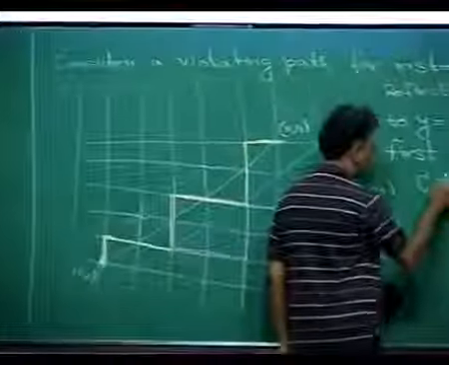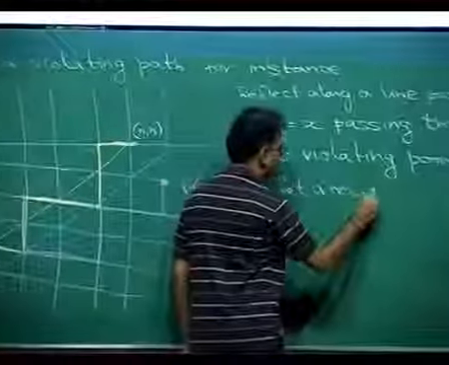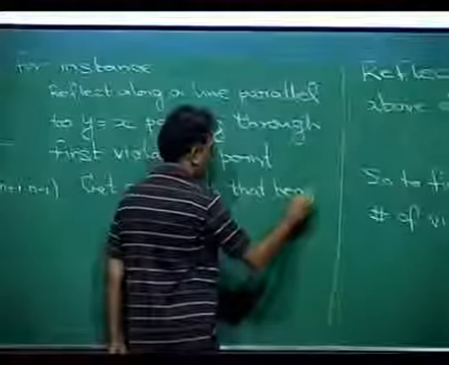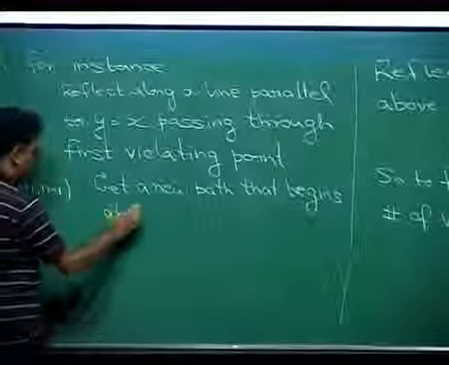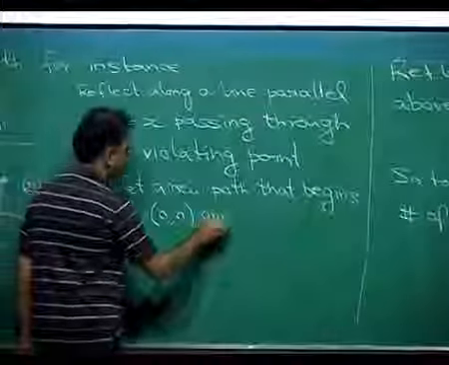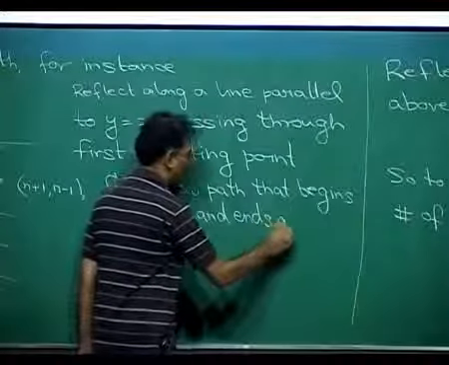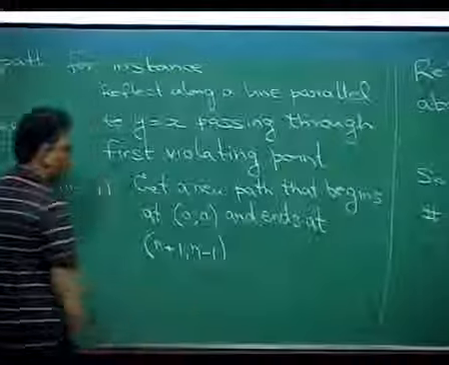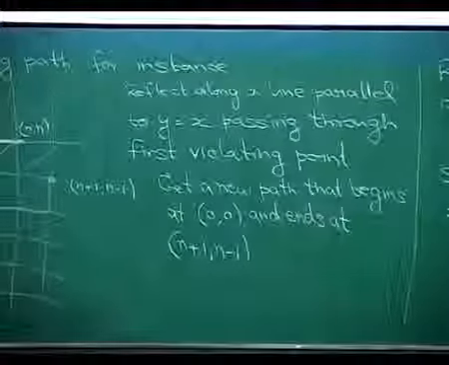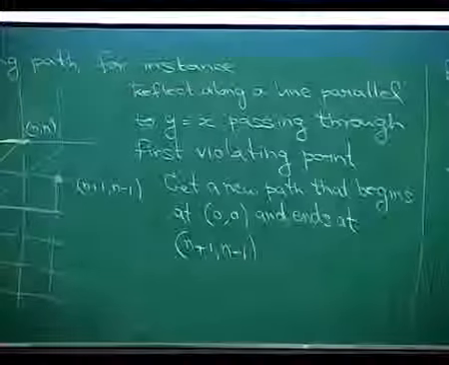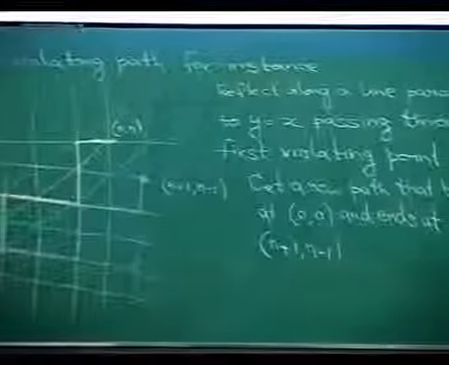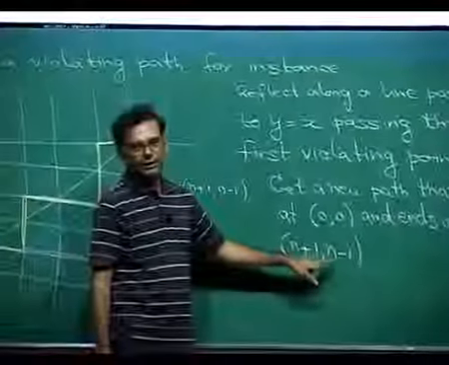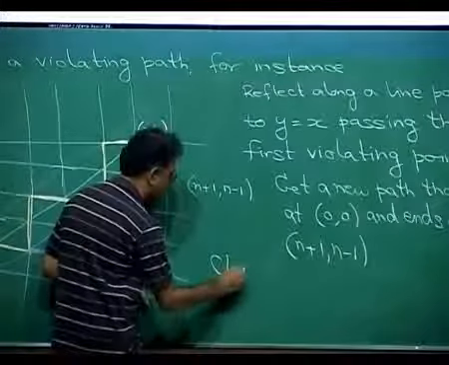So we get a new path that begins at 0, 0 and ends at n plus 1, n minus 1. Okay, good. So we have this new path. Now what I would like to assert is that the number of violating paths is exactly the same as the number of paths that begin at 0, 0 and end at n plus 1, n minus 1. This is the main claim which has to be understood.